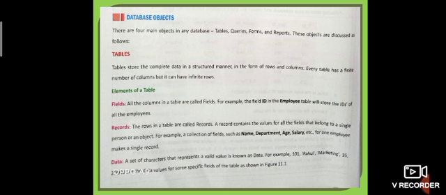Got it? Elements of a table: field. We have discussed it. All the columns in a table are called fields. Records: the rows in a table are known as records. Data: a set of characters that represents a valid value is known as data. Okay, and we can see in the picture.